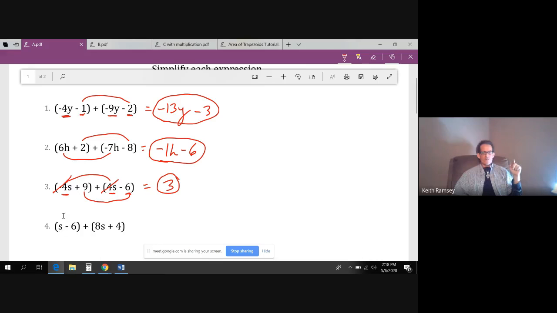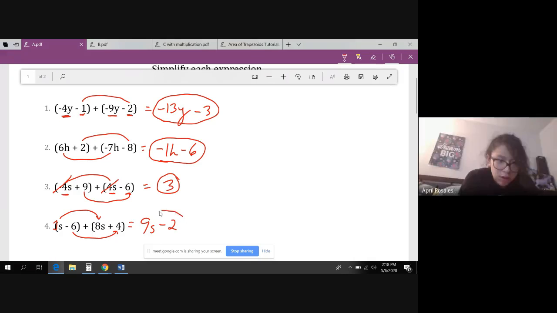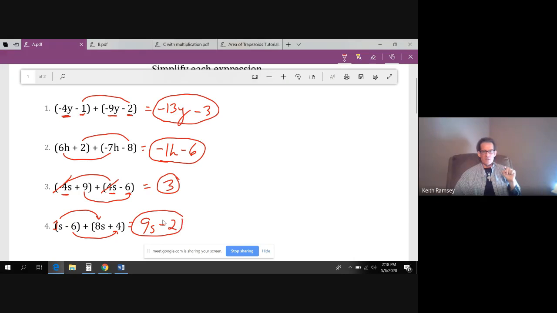Here's number 4. I've got an S here. That goes with this term over here that has an S. The negative 6 over here goes with this 4 over here because they don't have a variable. If there's no number in front of a variable, there's always like an imaginary 1 right there. This is like saying 9 plus 8 is 9s. And this is like saying -6 plus 4 is -2. That's the answer for that one.